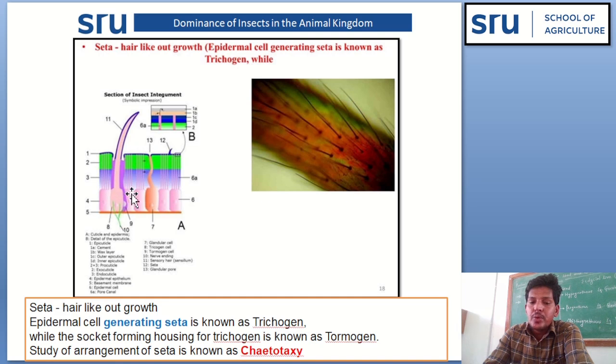The epidermal cell which produces seta is known as the trichogen cell. Trichogen generates trichome, that's why the name trichogen. The socket forming cell around the trichogen is known as tormogen, the socket forming housing for the trichogen. The study of the arrangement of the seta is known as chaetotaxy. In some places a dense arrangement is there, in some a sparse arrangement is there. The study of that arrangement is chaetotaxy.